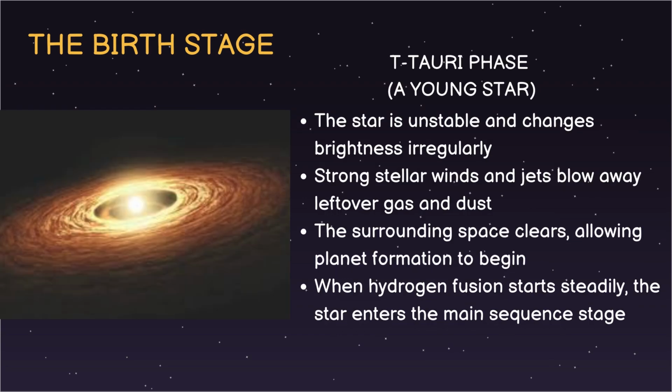The T Tauri phase, or a young star. During this stage, the star is unstable and changes brightness irregularly. Strong stellar winds and jets blow away leftover gas and dust. As the surrounding space clears, planet formation can begin. When hydrogen fusion starts steadily, the star enters the main sequence stage.